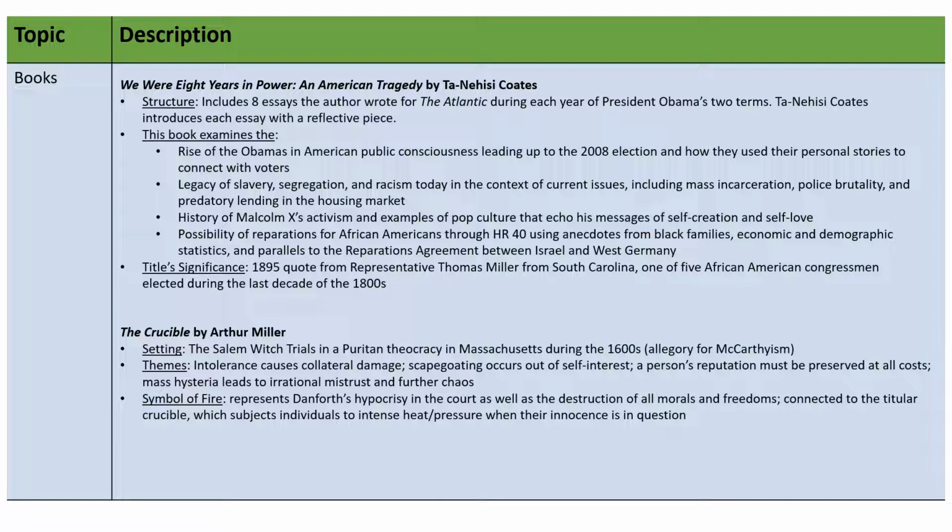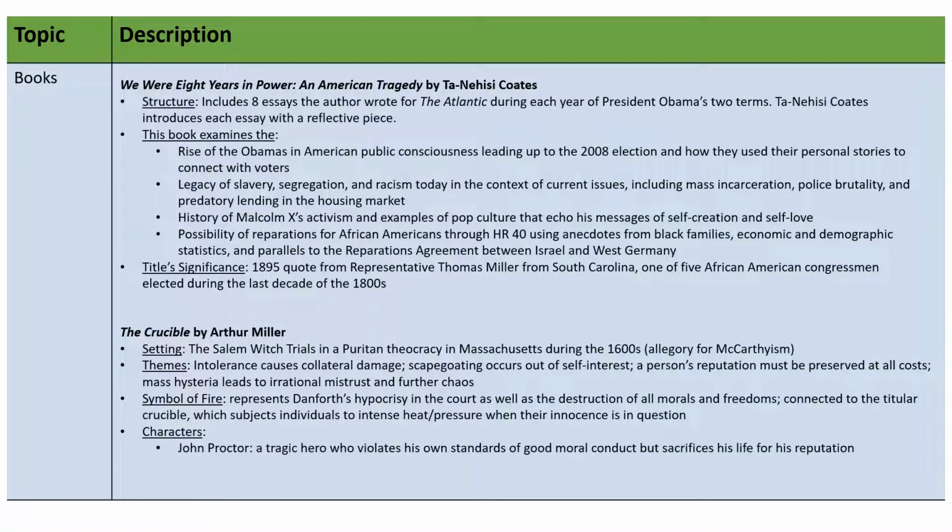And here I'm just going to describe 2 characters who are kind of the central opposing characters in this play. One is John Proctor, who's a tragic hero who violates his own standards of good moral conduct, but ultimately sacrifices his own life for his reputation. And on the other hand, we have Judge Danforth, who's biased, intolerant, and corrupt, and he claims to prioritize the law, justice, and Christianity, but he's often compared to the devil throughout the play.